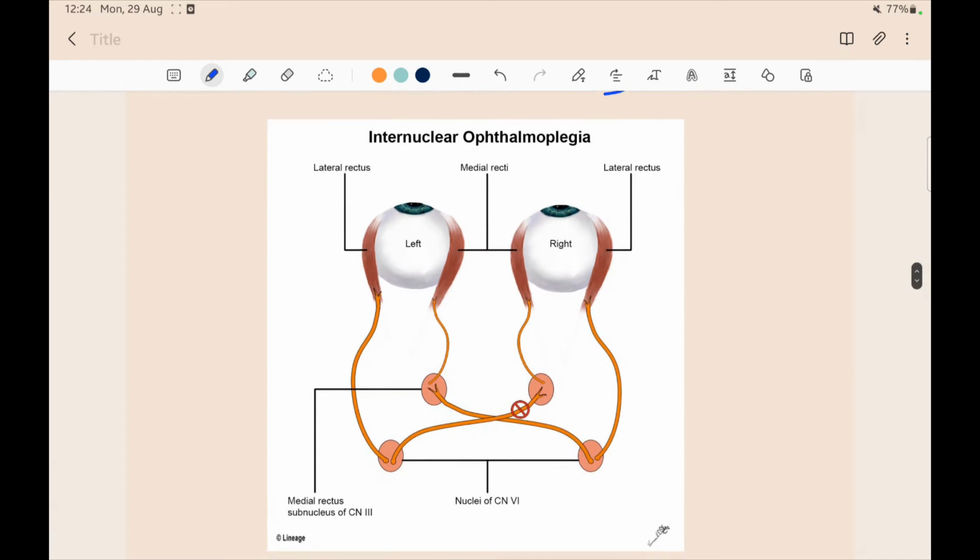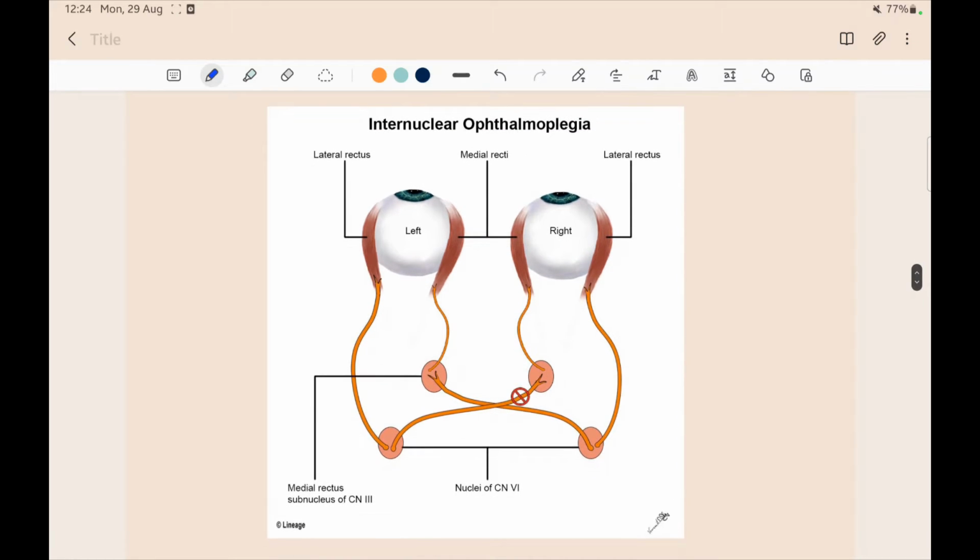Okay, now we will see the connections. In this diagram, you will see your lateral rectus muscle is connected to the medial rectus muscle of the contralateral eye with the MLF. Then this third nerve gives motor neurons to your medial rectus muscle. This is how this works.